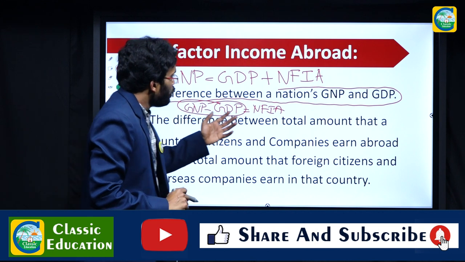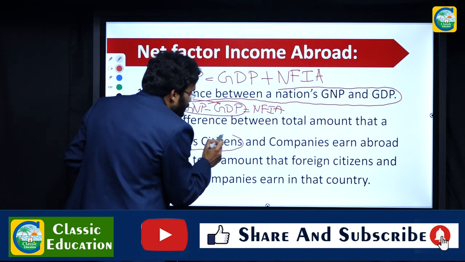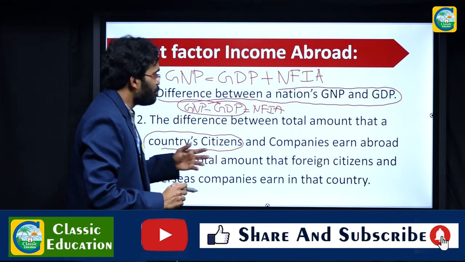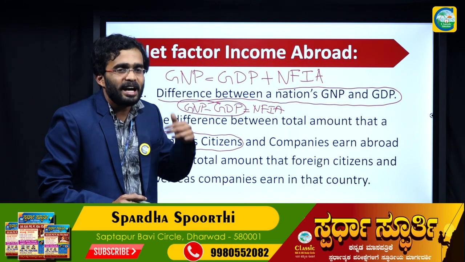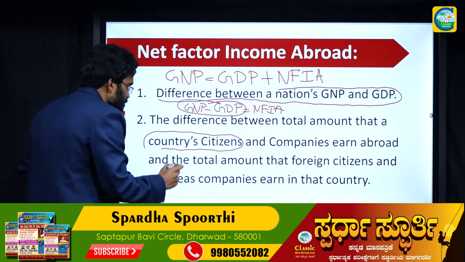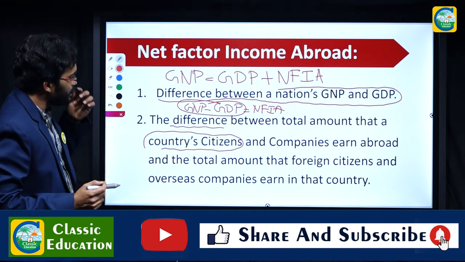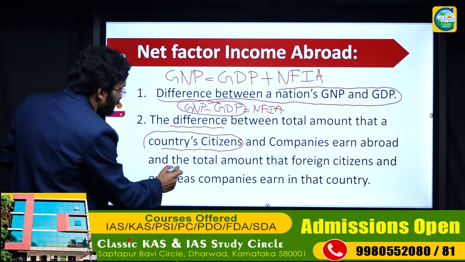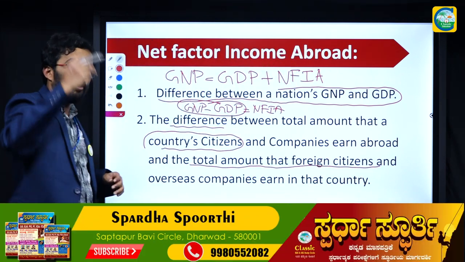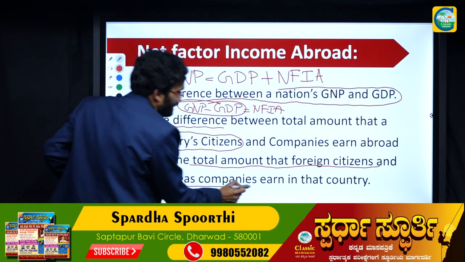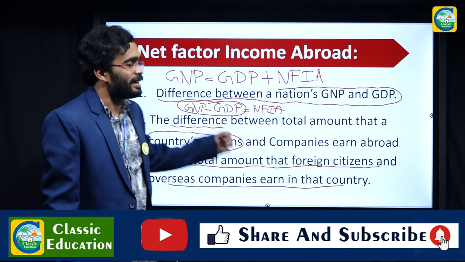The difference between the total amount that a country's citizens and companies earn abroad, that is GNP, right? Country's citizens and companies earning abroad, that is the difference we are calculating. Difference between the total amount that a country's citizens and companies earn abroad and the total amount that foreign citizens and overseas companies earn in that country. This is net factor income abroad.